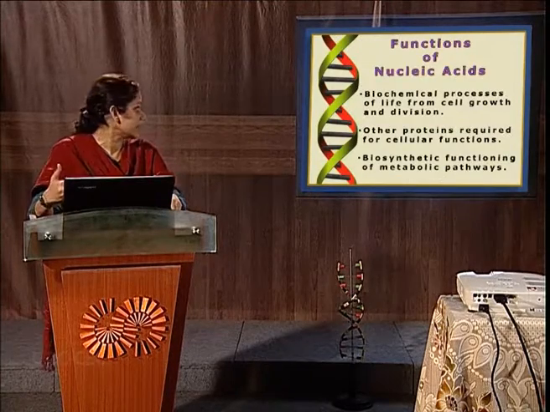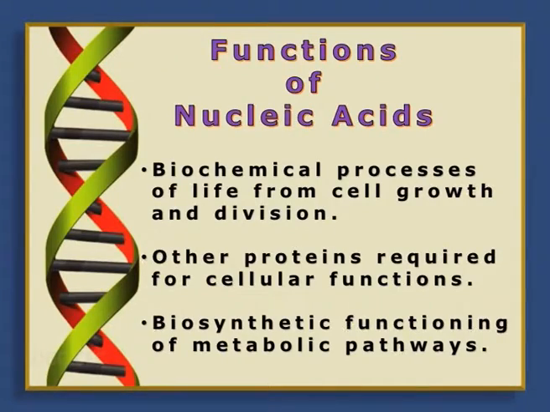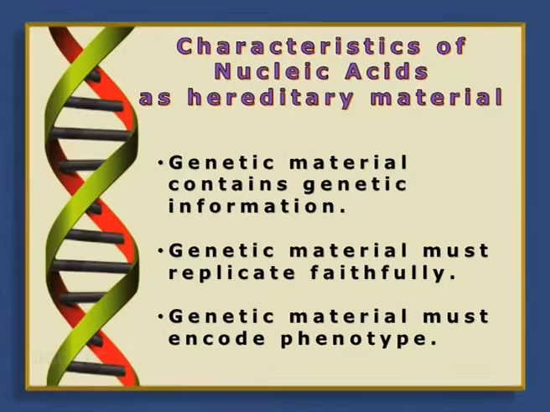As shown in the next slide, we can see the different functions of nucleic acid. The nucleic acid governs the different biochemical processes and the proteins required for cellular functions, and it also governs regulatory enzymes which control the metabolic pathways. In the third slide, the characteristics of a nucleic acid that satisfies as a genetic material are given. It must satisfy three characteristics: it must be able to contain genetic information, it must replicate faithfully, and it must encode the phenotype.